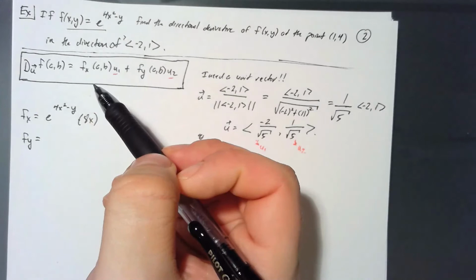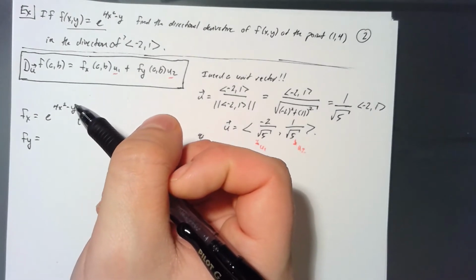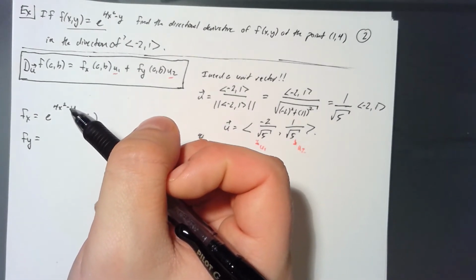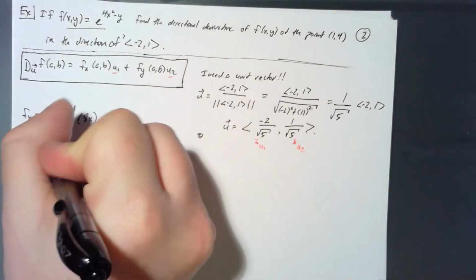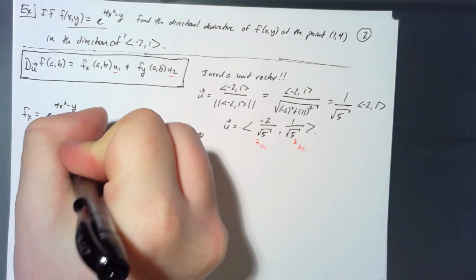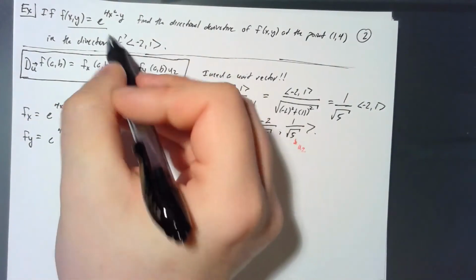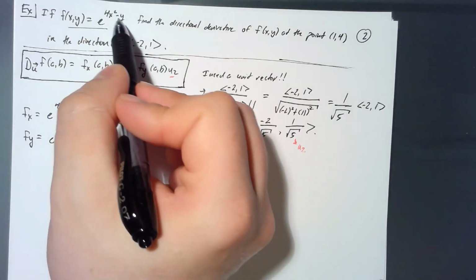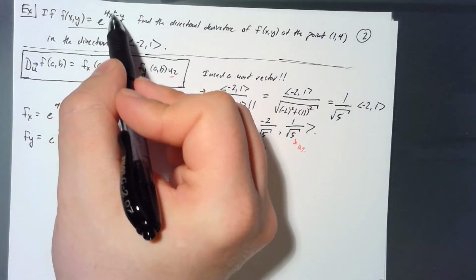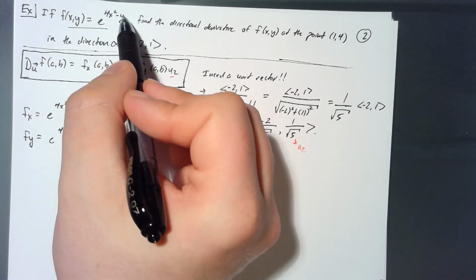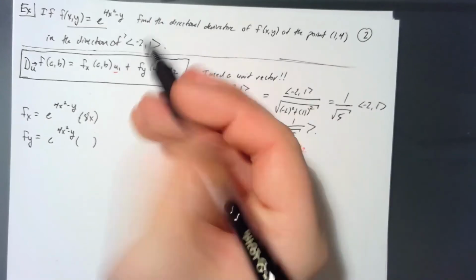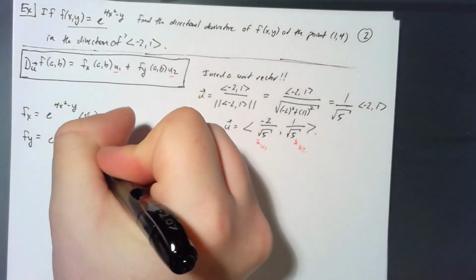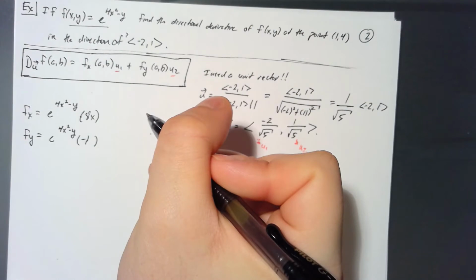Now do it with respect to y. We're still going to use the chain rule. It's going to be e to the stuff times the derivative of the stuff. Now with respect to y, this is a constant. So we're going to have a constant minus y, and the derivative of that would be negative 1. So that'll just be negative 1. Okay, so those are my partial derivatives.